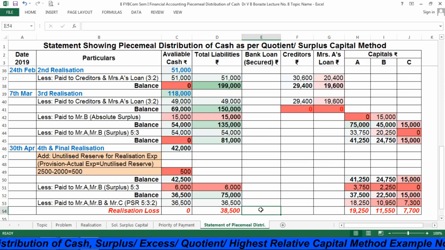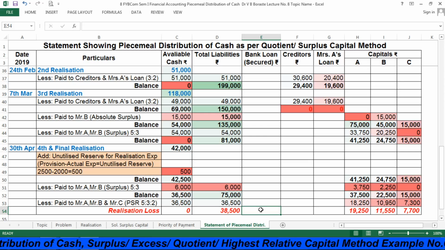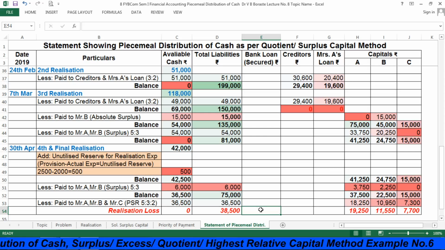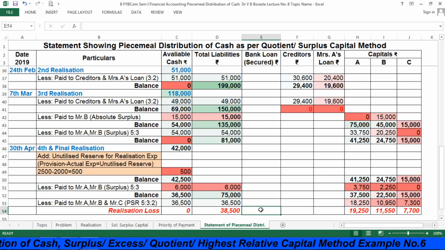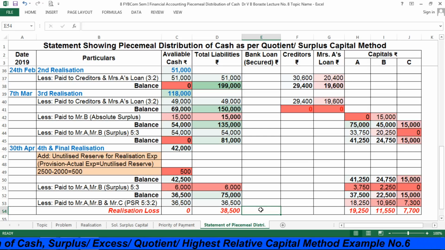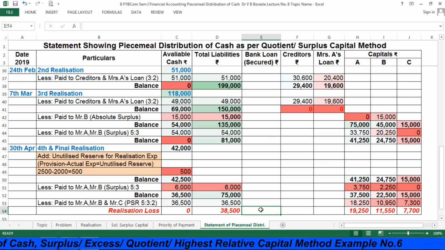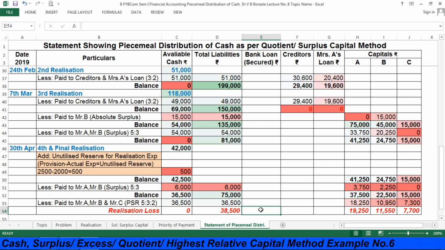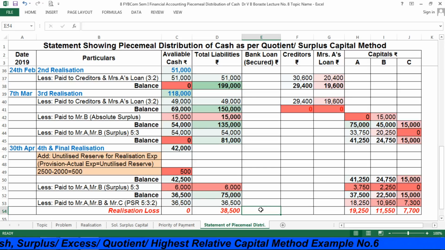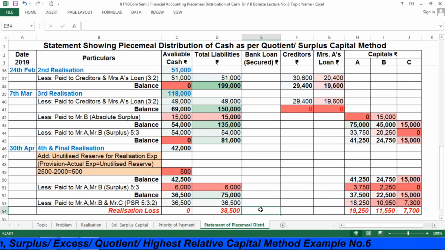So in this way we can calculate the realization loss, and you can prepare a statement of piecemeal distribution of cash as per surplus capital method. With this I would like to say thank you very much. In the next example we will discuss various kinds of liabilities and assets to which we can pay the amount to the partners, then various liabilities, that is income tax, then other liability also.